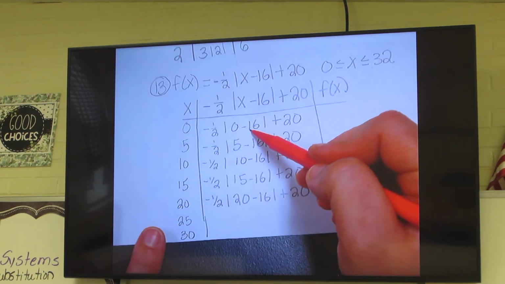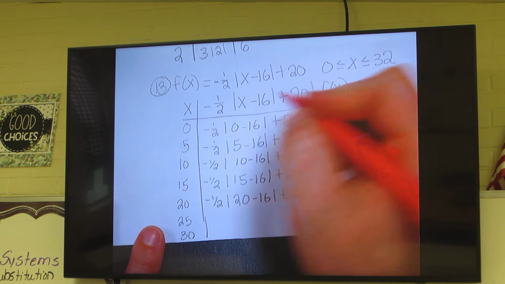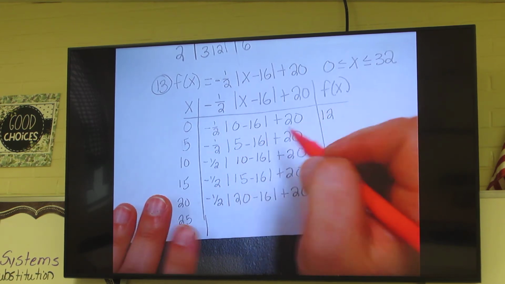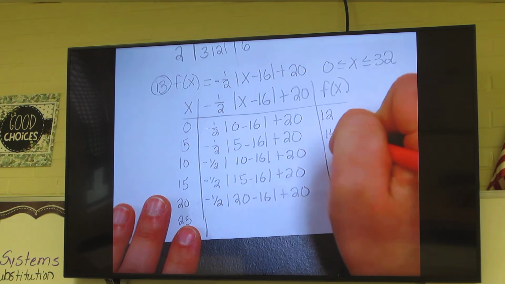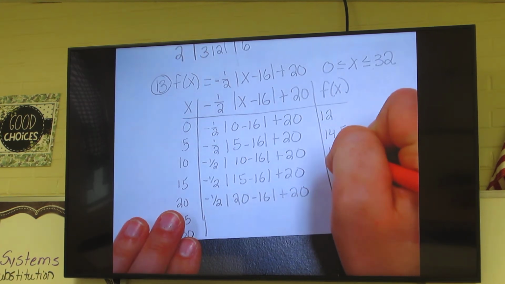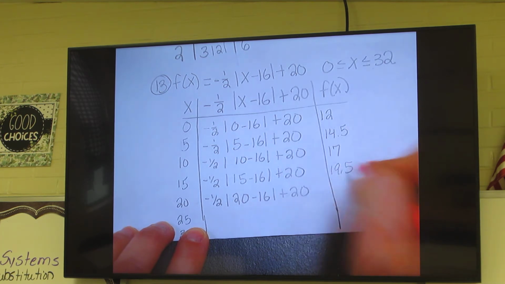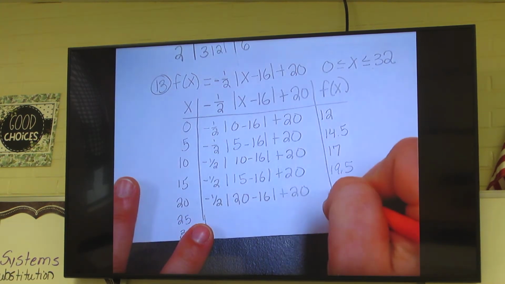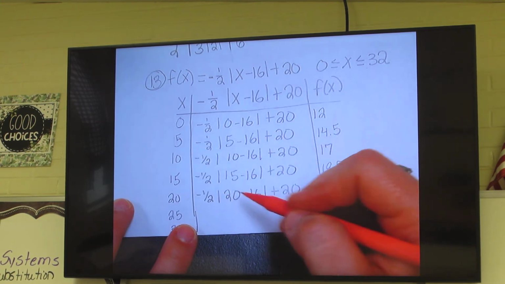Alright, so 0 minus 16 is -16. Make it positive 16. But you multiply it by -1/2, so that's a -8. 20 minus 8 is 12. Okay? 5 minus 16 is going to be -11. Alright, make it positive. So half of 11 is 5.5, and 20 minus 5.5 would be 14.5. Okay? We got -6, make it a positive, so half of 6 is 3, 20 minus 3 would be 17. 15 minus 16 is -1, half of that would be 0.5, so 19.5. 20 minus 16 would be 4, times -1/2 would be -2, so 20 minus 2, so it would be 18.